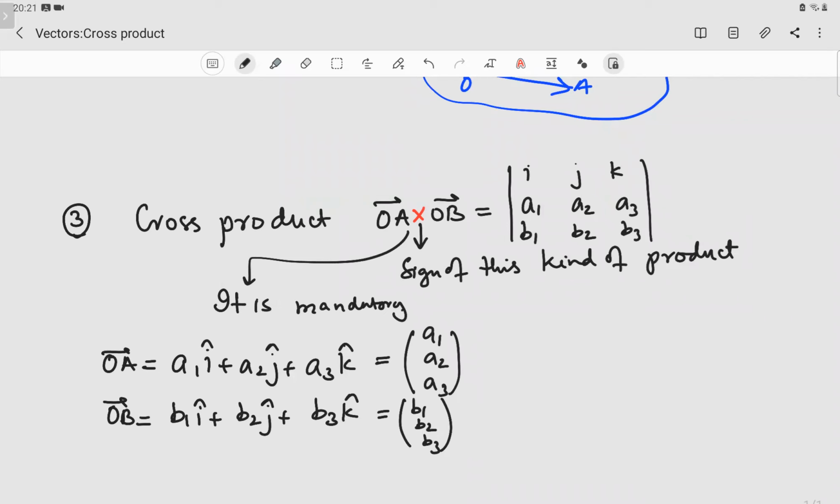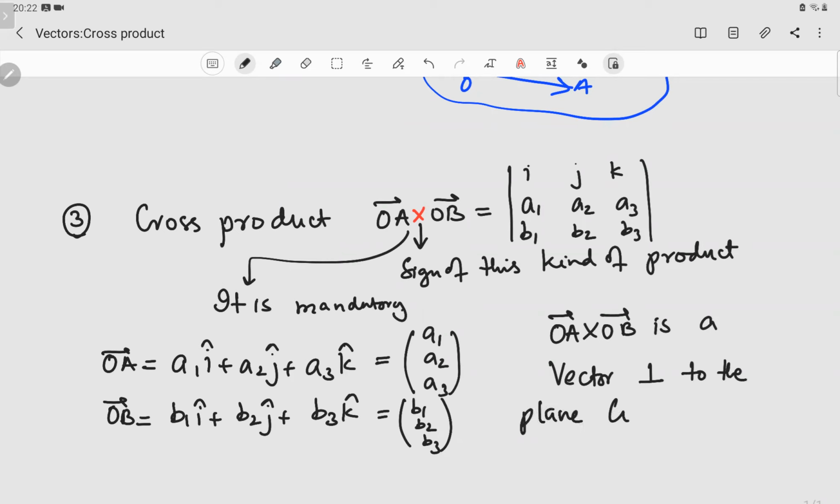And cross product, which I represent by cross, is a vector perpendicular to the plane containing OA and OB. So OA cross OB is a vector which is really cross, because it has no component parallel to OA and none parallel to OB. So this vector is perpendicular to the plane containing OA and OB. Okay.